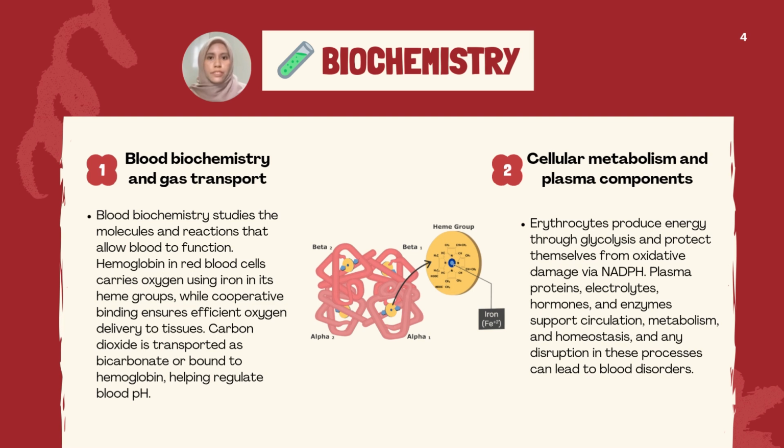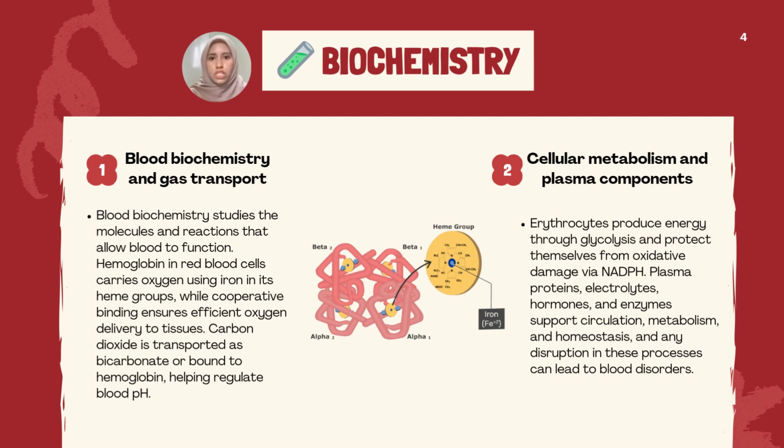Blood biochemistry focuses on the molecular processes that allow blood to function effectively. Hemoglobin in red blood cells contains iron in its heme group, which binds oxygen reversibly. Cooperative binding allows hemoglobin to efficiently load oxygen in the lungs and release it in tissues where oxygen levels are low. Carbon dioxide is transported mainly as bicarbonate ions, helping regulate blood pH.